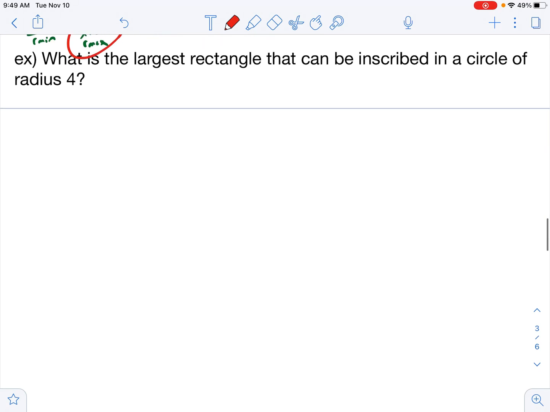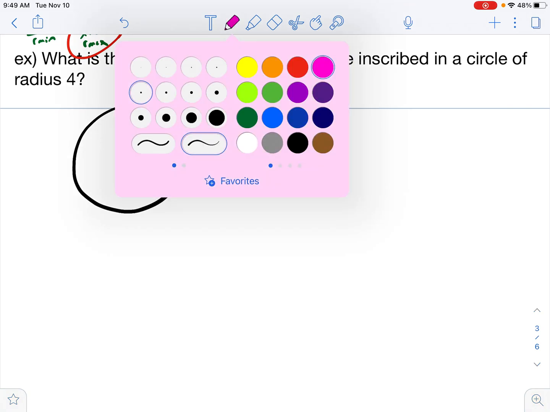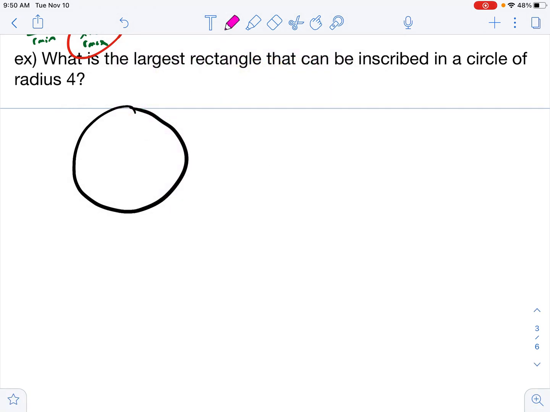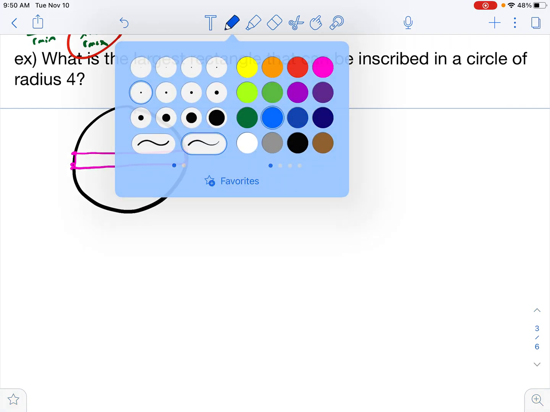Moving into the next one. What is the largest rectangle that can be inscribed in a circle of radius 4? All right, we've got a circle of radius 4. There's a lot of ways I can inscribe a rectangle. That just means the corners of the rectangle are on the circle. So if I make it real skinny like this, probably not going to have too much area.